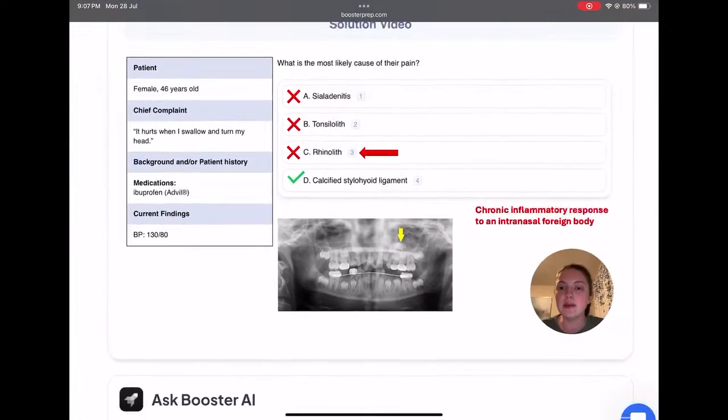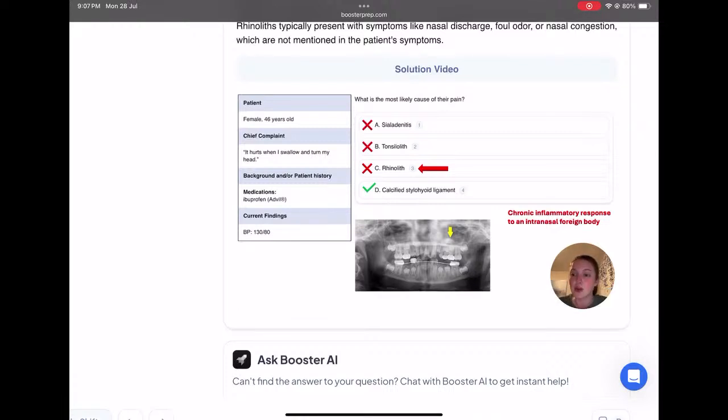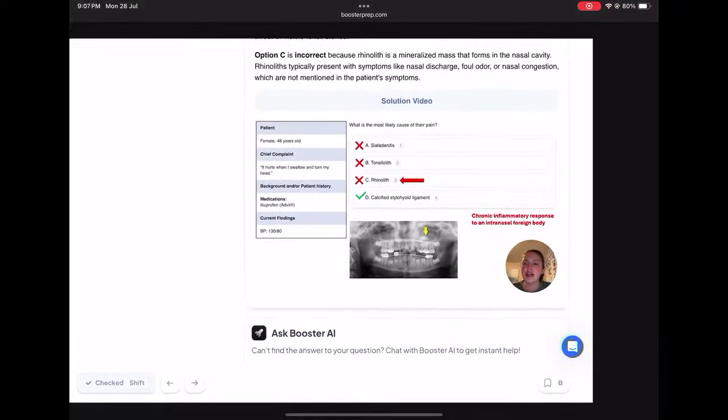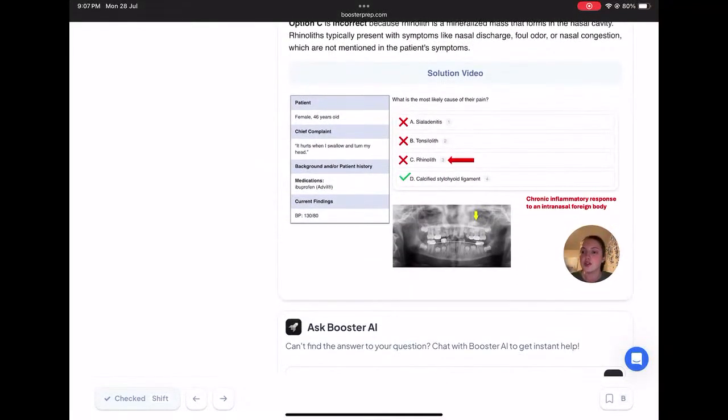Now, these foreign bodies can be endogenous, such as a blood clot or a bone fragment, or exogenous, such as beads or fruit seeds that kids stick up their nose. They're most common in children and cognitively impaired adults who are more likely to insert foreign bodies into their nose. Rhinoliths have various clinical presentations, but symptoms usually include unilateral purulent nasal discharge, foul odor or foul smell, and nasal obstruction. These are usually found incidentally on panoramic radiographs, and treatment would be surgical removal.